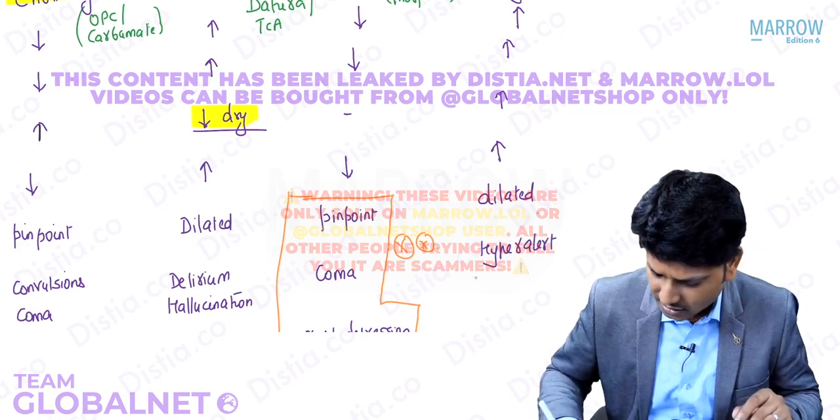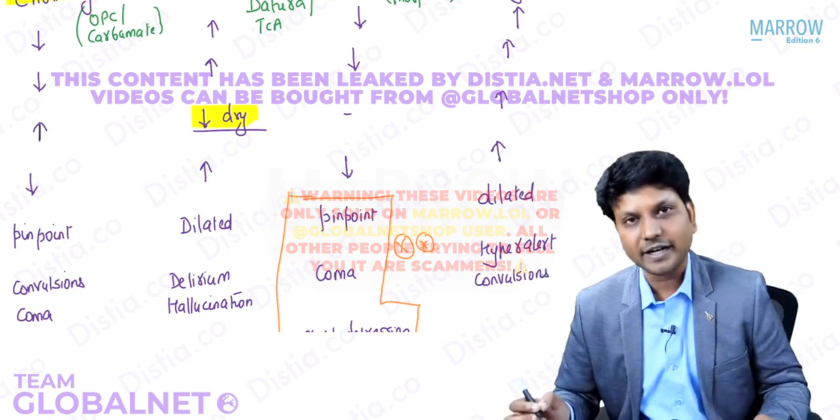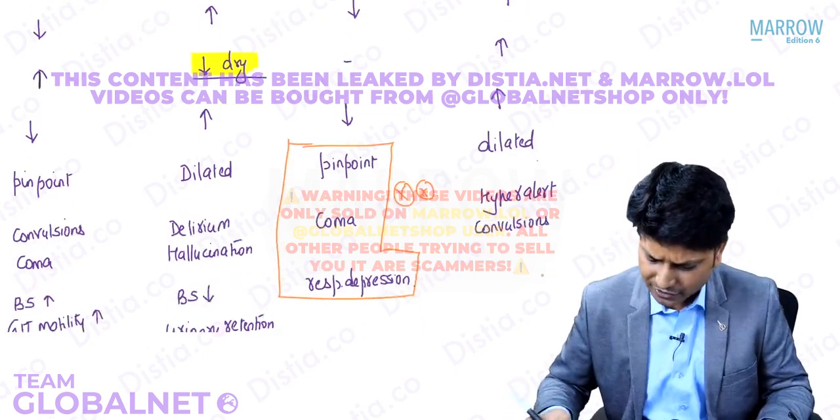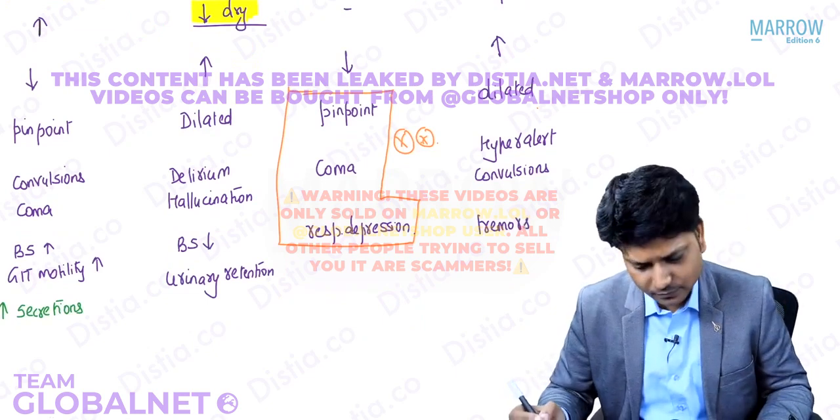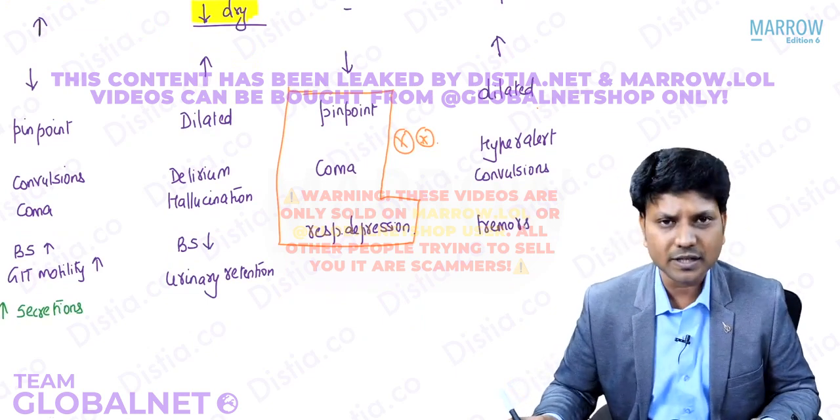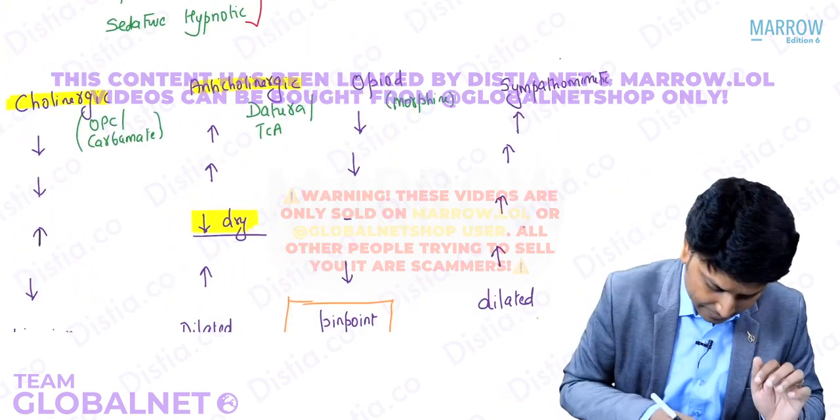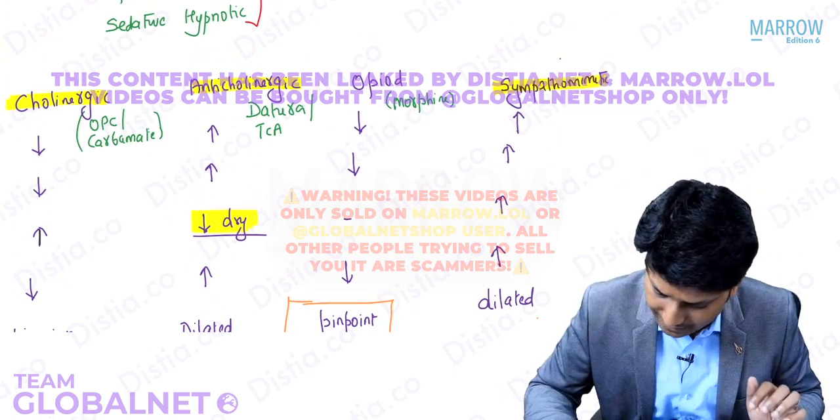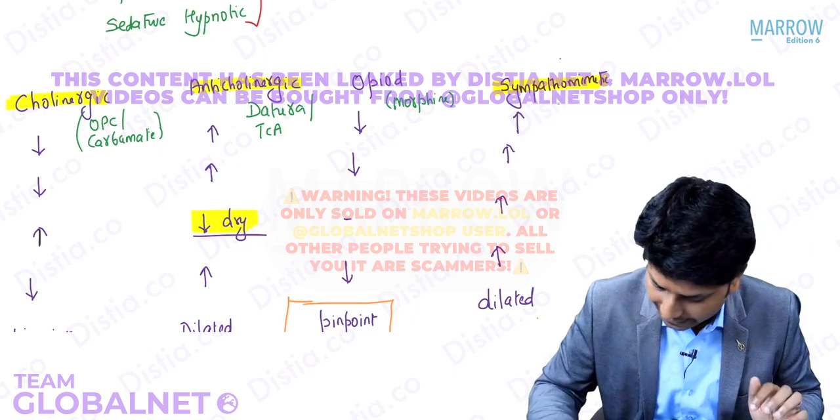Sometimes it can cause convulsions. If the dose is excess, it can even cause convulsions. Other features, they may give you tremors in the question. So if you find these features in a specific poison, you can easily think that the patient must have consumed a sympathomimetic poison. What is a sympathomimetic poison? You can think of cocaine.